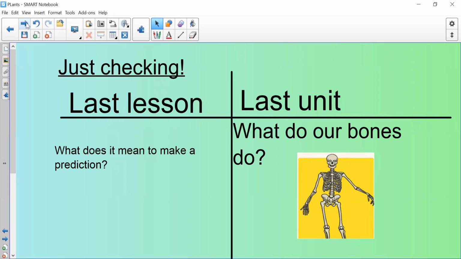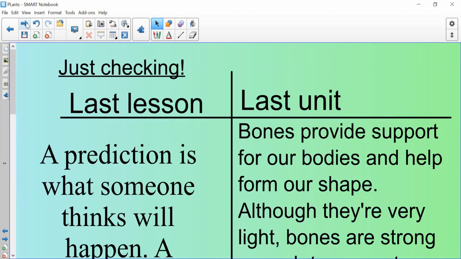So from last lesson, I want you to think about what does it mean to make a prediction? And then from last unit, I want you to think, what do our bones do? How do they help us? And what is their purpose? So spend about 5 to 10 minutes getting this done. Okay, let's see how you did.